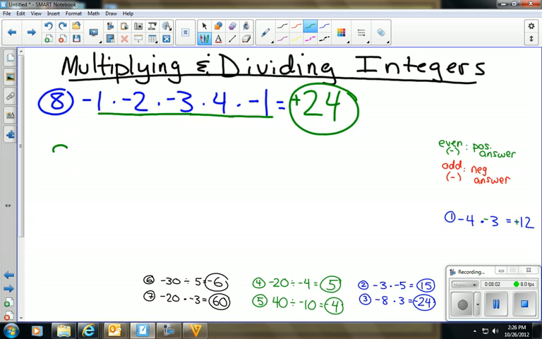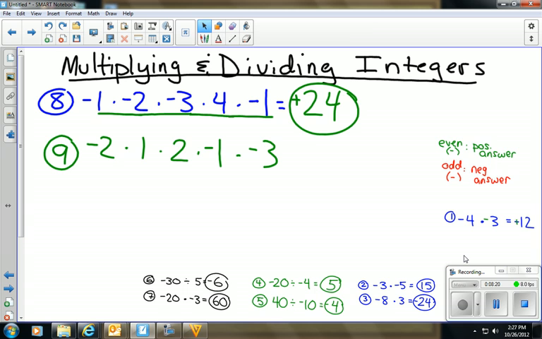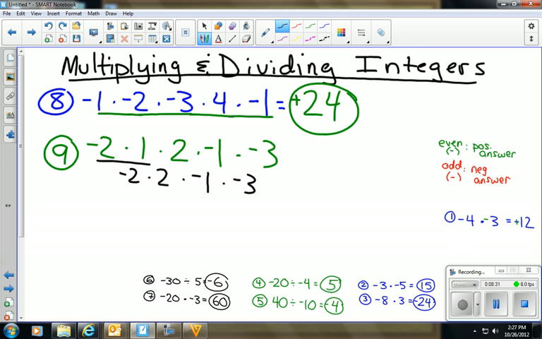Whereas one other way you can do it if you prefer, if I have negative 2 times 1 times 2 times negative 1 times negative 3, another way I can do this is one step at a time. I could have negative 2 times 1 is negative 2 and bring everything else down. Then I would do negative 2 times positive 2, a bad thing happens to a good person, would be negative 4 times negative 1 times negative 3.